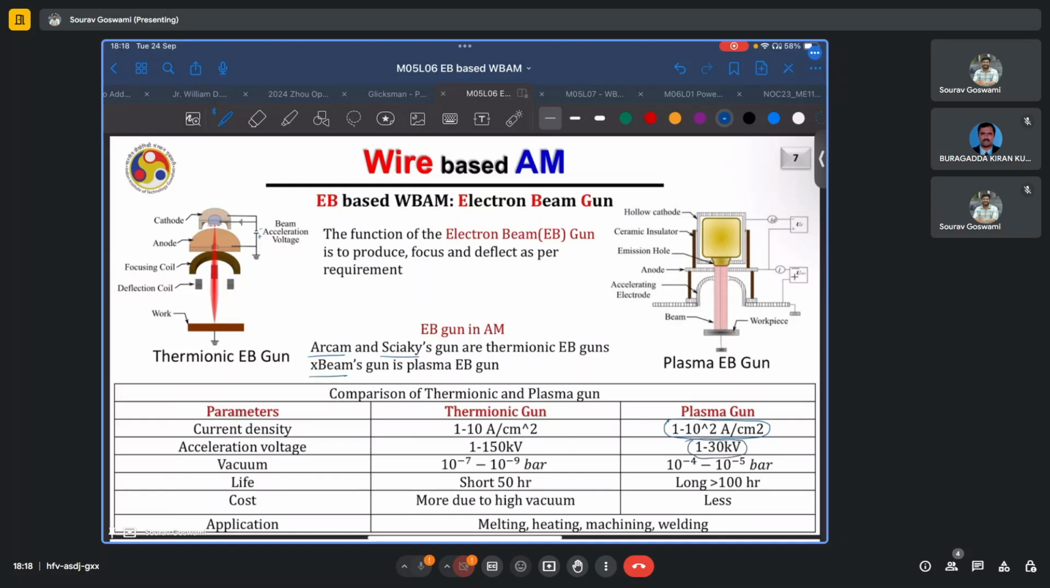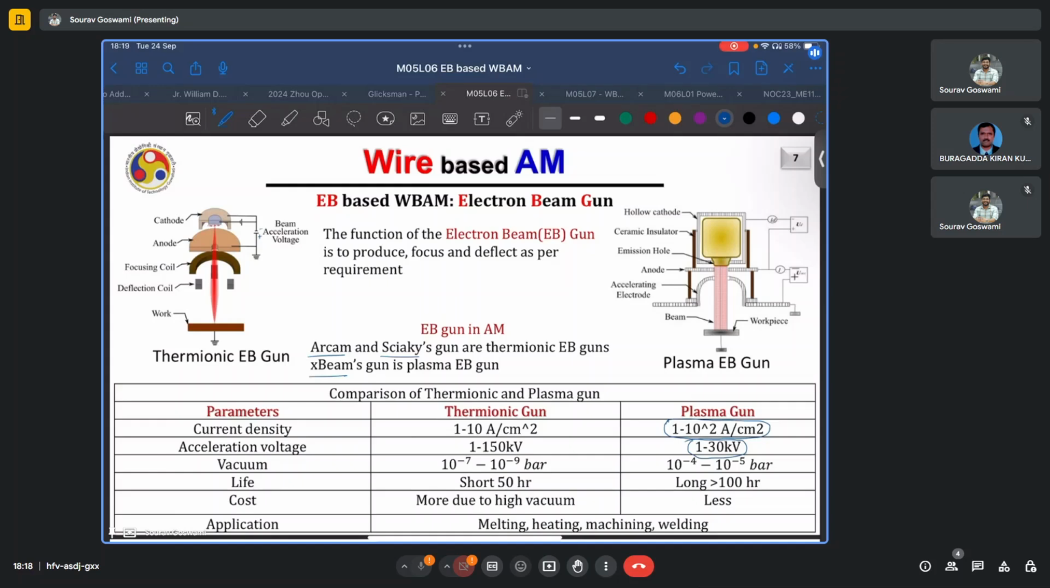Again, the requirement of vacuum in a thermionic gun is higher, up to the order of 10 to the power minus 9 bar. This is similar to the amount of vacuum that we typically require in the gun chamber of, say, an ESEM or scanning electron microscope. Whereas for plasma gun, the requirement of vacuum is on the lower side, only up to 10 to the power minus 5 bar, which is typically the extent of vacuum which you require in the working chamber of an SEM.